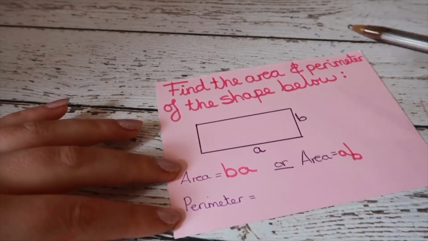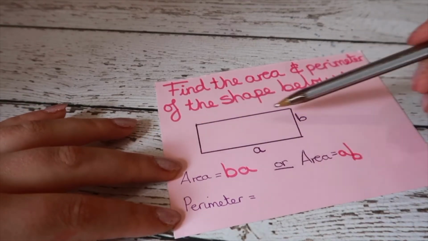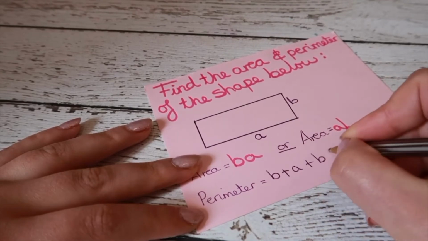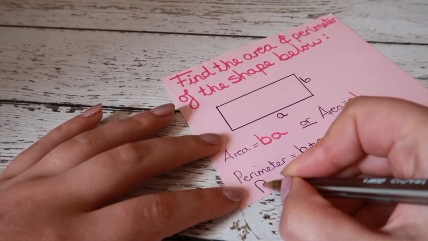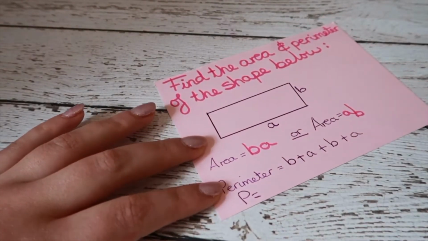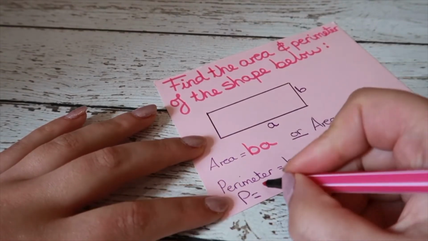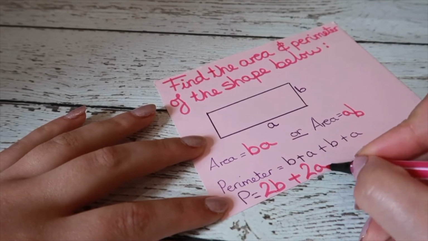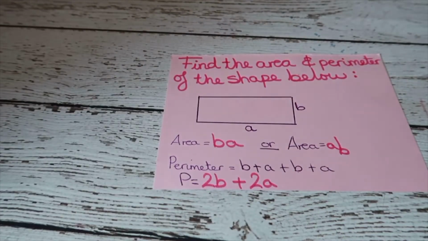And then the perimeter, remember the perimeter is the outside of the shape. So that would be B add A add B add A, or another way of writing it, a shorter way of writing this is if we've got 2 B's, add and then 2A. So the perimeter will be equal to 2B add 2A.